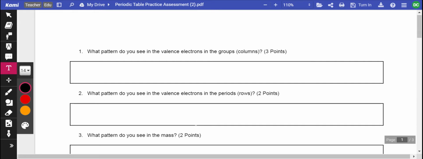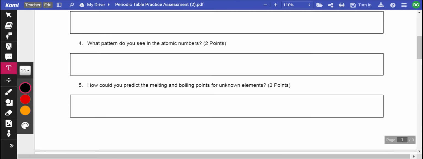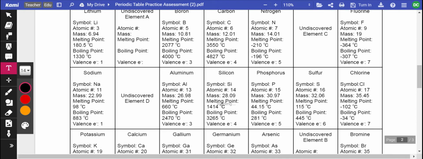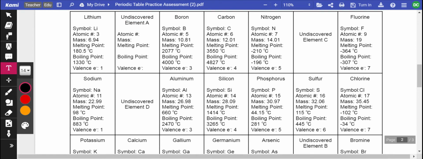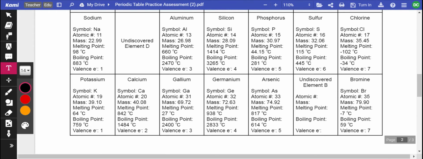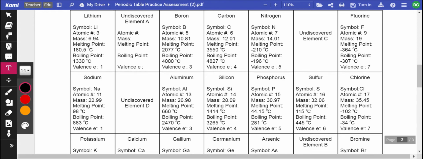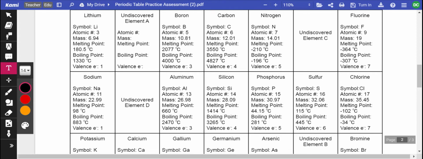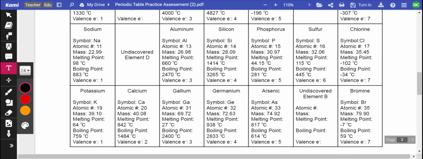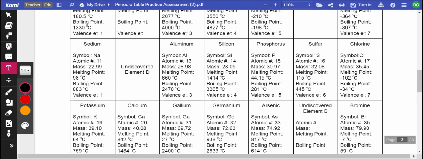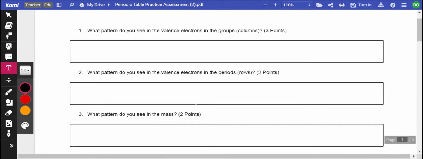So the first question, what pattern do you see in the valence electrons in the groups, which are columns? So let's scroll down and take a look at the columns in the valence electrons. We see in group 1, all elements have one valence electron. In group 3, all elements have 3 valence electrons. Group 4 has the same thing. So we do see a pattern.